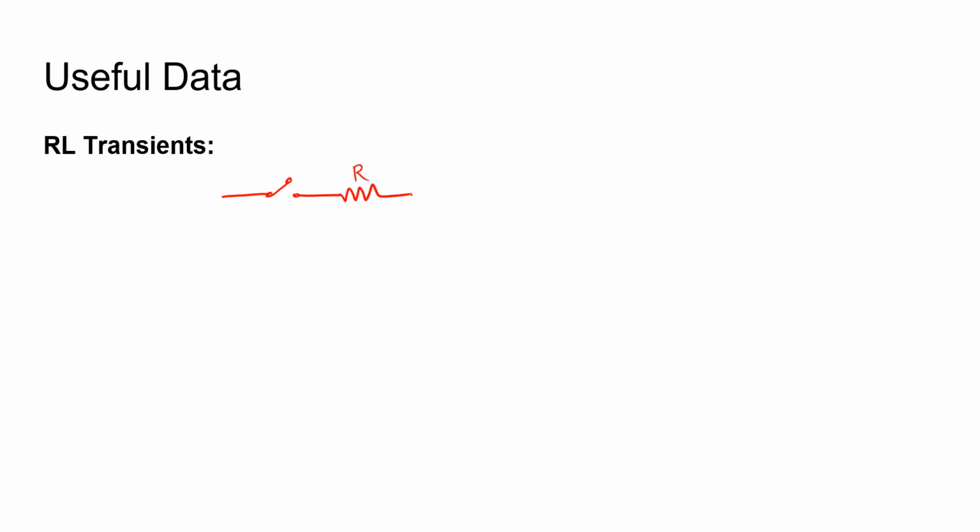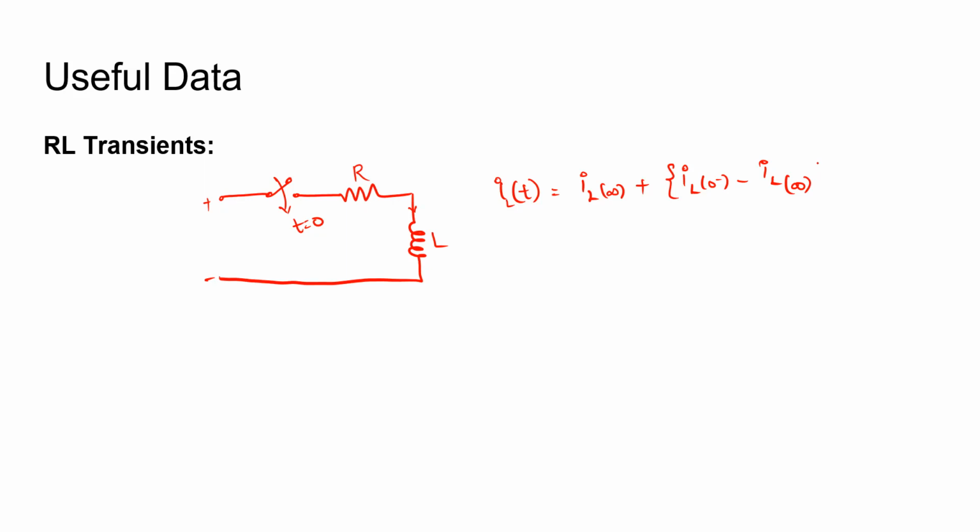Consider this network where we have a resistor in series with the inductor, and this is connected to a voltage source. Let's say the switch is thrown at time t equal to 0. The instantaneous current through this inductor is given by the final current, IL infinity, plus the transient current. Transient current is the current that is flowing between the instant 0 minus and the final instant, IL infinity, times e to the power minus t divided by tau. So this is the value of the instantaneous current I of t.